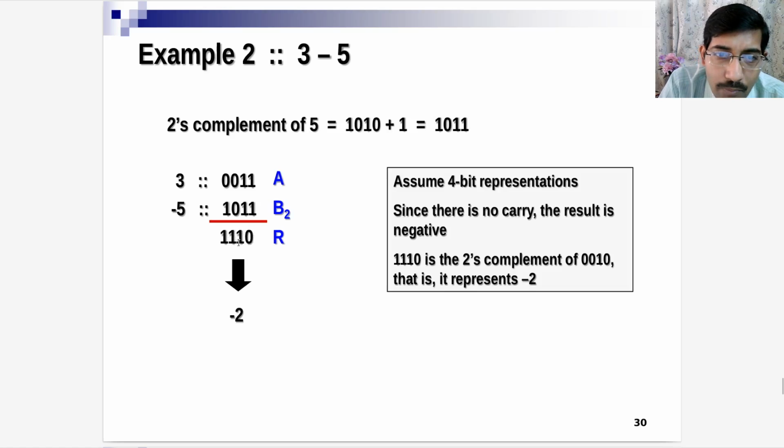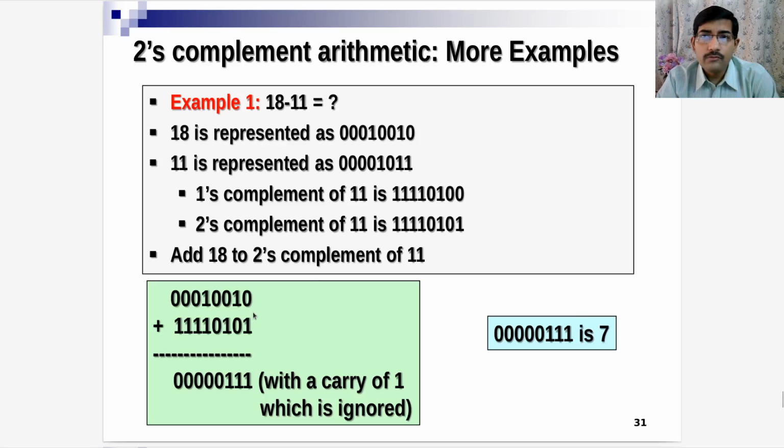So the 2's complemented form 110 comes from the number 2. So therefore, I get minus 2 as my answer. So this is how we perform subtractions.